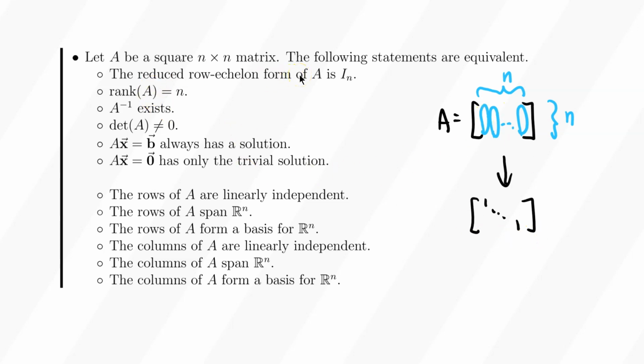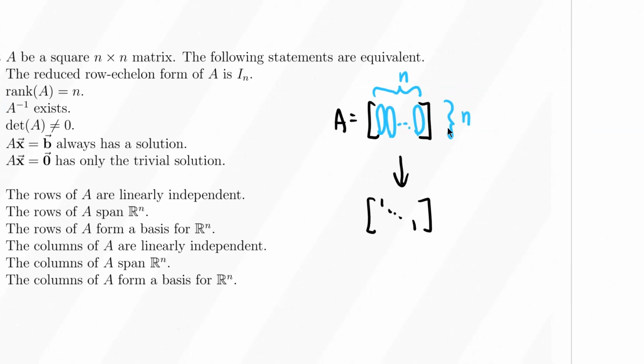So what that means is the rank of matrix A is going to be the number of non-zero rows of this matrix, which is going to be n. So I have that the rank of this guy is automatically n. And this also means that I can find the inverse of this matrix A.